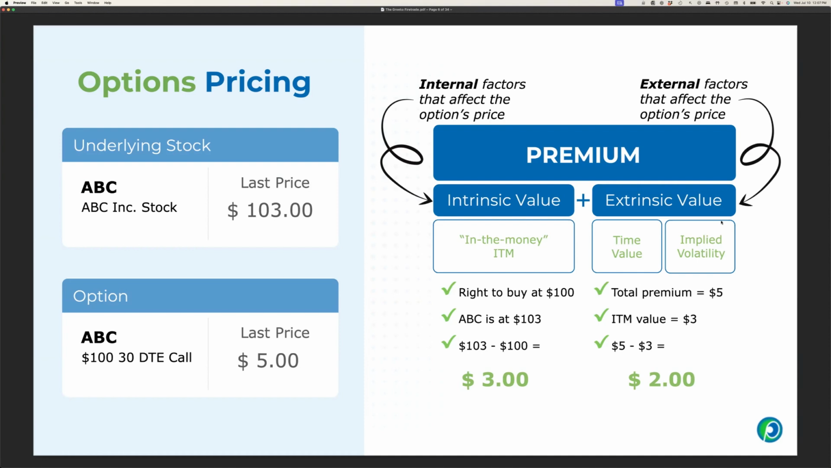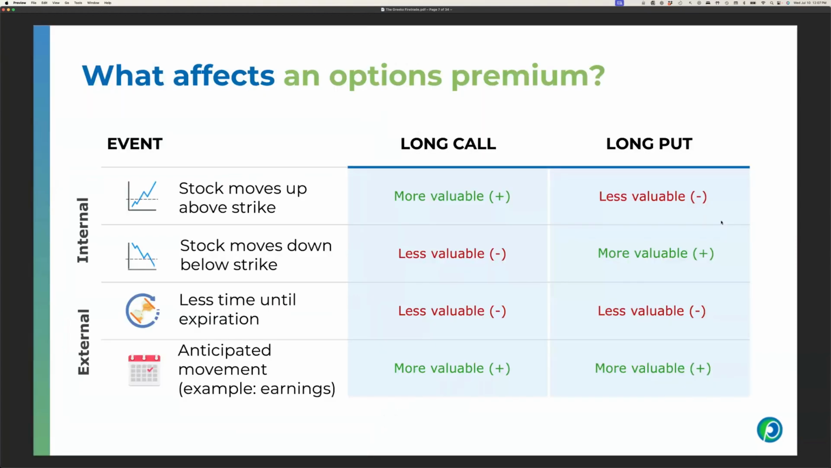And we're going to come back to this because when we think about extrinsic value, time value and implied volatility, you have to understand option Greeks to understand how the time value and implied volatility factors determine the extrinsic value of an option. So the intrinsic value is easy to calculate. The extrinsic value part is the part where we have to look at those external factors, and the Greeks will help us understand that. So what affects an option's price?